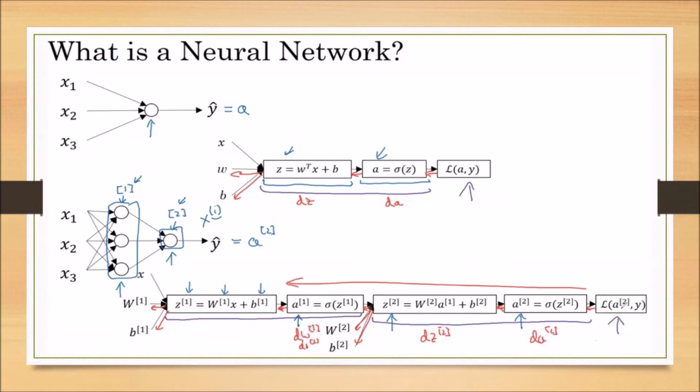We cannot check directly. We cannot take dou L by dou W1 directly. That's why we are taking it in single steps. First we are calculating dou L by dou A2, from that dou A2 by dou Z2, from that dou Z2 by dou A1, from that dou A1 by dou Z1, from that dou Z1 by dou W1. This is how we are going. That's why we are calling this back propagation.